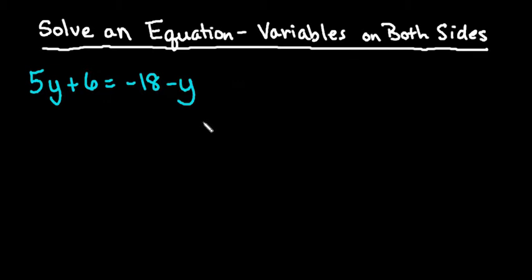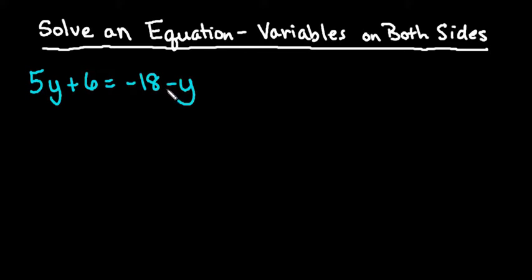Hi, for this video we're going to solve an equation with variables on both sides. When you're solving an equation with variables on both sides, the first thing you want to look at is: can you simplify either side? In this case we can't, because there are no like terms on either the left or the right.